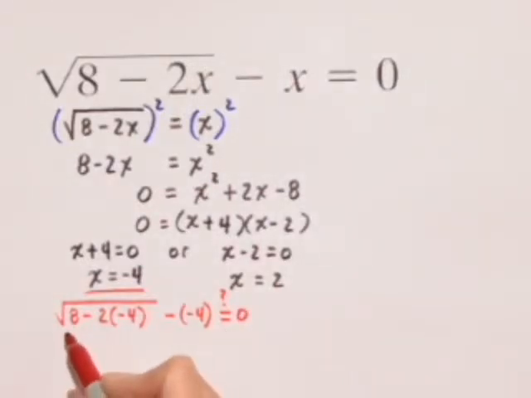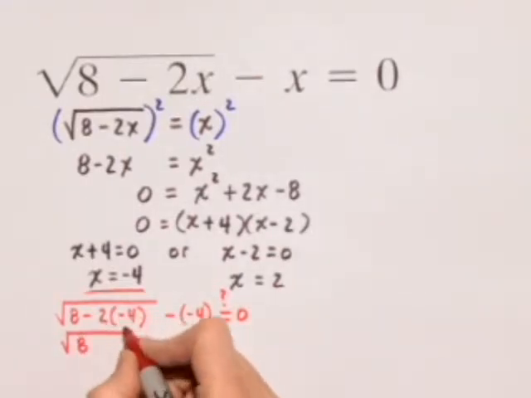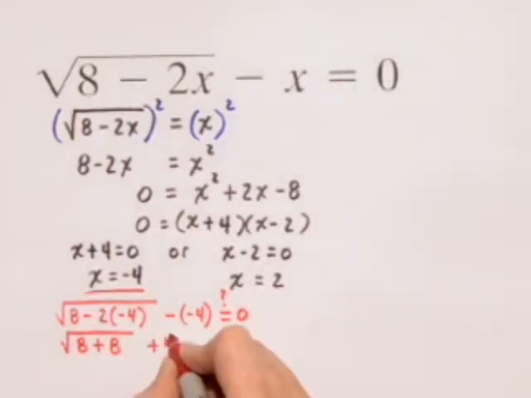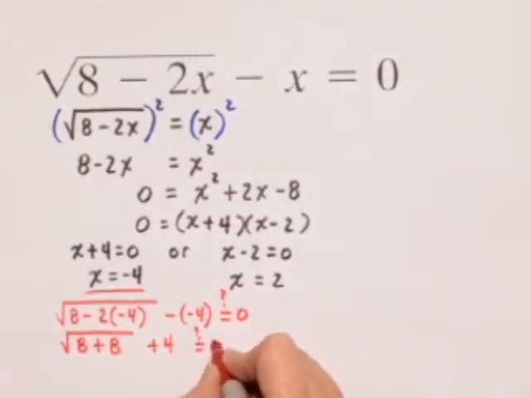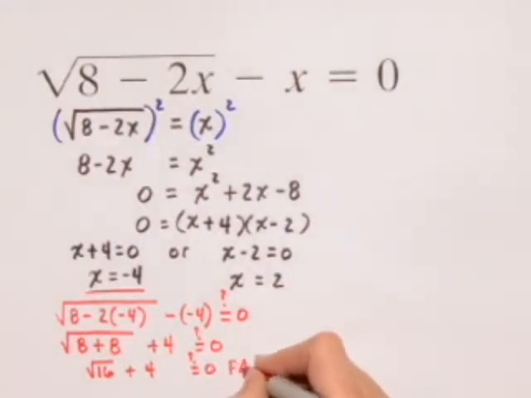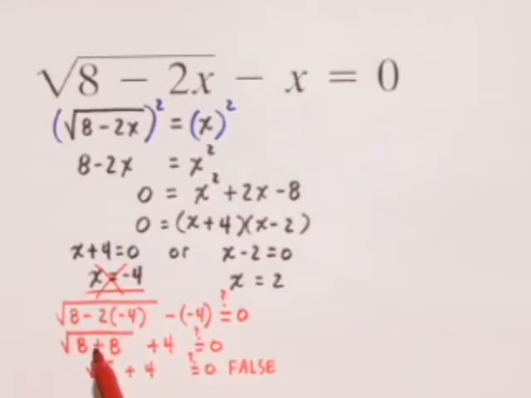Is that a true or a false statement? Well, we have the square root of 8 minus 2 times negative 4 gives us plus 8, minus negative 4 gives us plus 4. Is that equal to 0? Well, we have the square root of 16 plus 4 equals 0. This is not a true statement. This is a false statement. The square root of 16 is 4, and 4 plus 4 is certainly not equal to 0. Since it's a false statement, that means x equals negative 4 is an extraneous solution, and we're going to cross it off from our potential list.